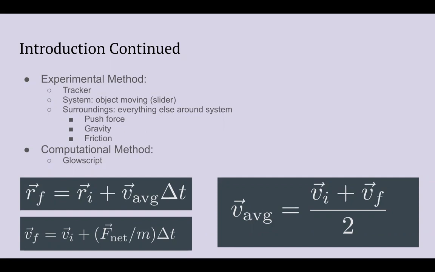We will use two important formulas called the position update formula and the velocity update formula. Both of these formulas are derived from Newton's second law. These formulas allow us to predict the final position and velocity of an object based on initial conditions. The position update formula states that final position equals initial position plus average velocity times the change in time. The velocity update formula states that final velocity equals initial velocity plus net force divided by mass times the change in time. In addition, we will also use the average velocity formula to determine the initial velocity of the object.